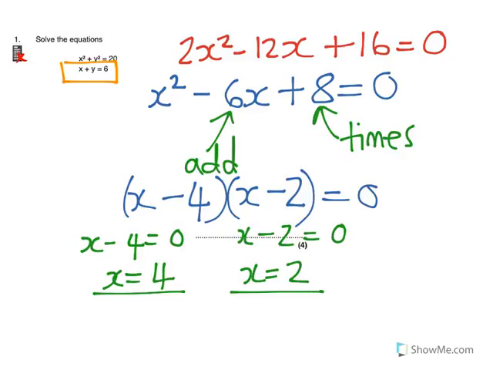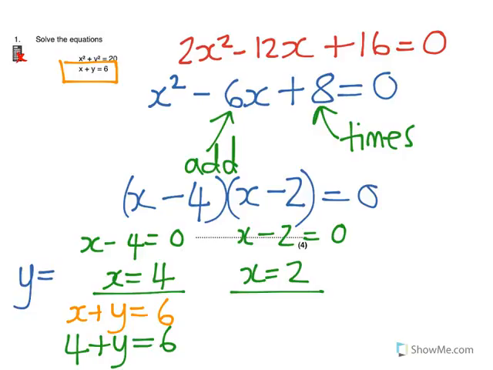I'm going to get my y values by substituting the x values into the easiest equation. So here I have x plus y equals 6. So I'm going to write that down. So I've got x plus y equals 6. But I now know that x is 4. So 4 plus y gives me 6. So therefore, 4 plus something gives me 6. Y must be 2. So I now know when x is 4, y is equal to 2.